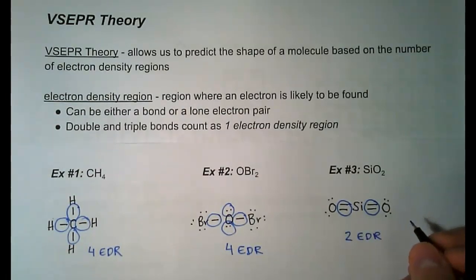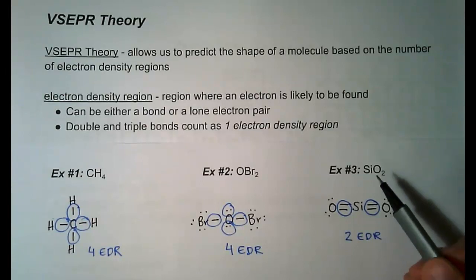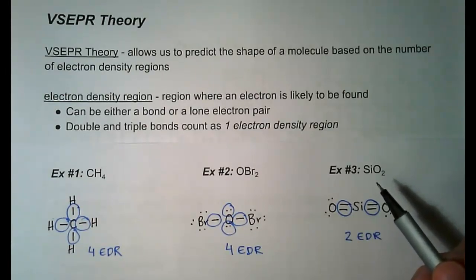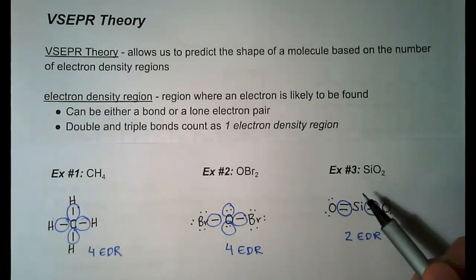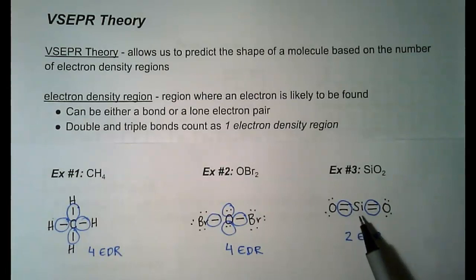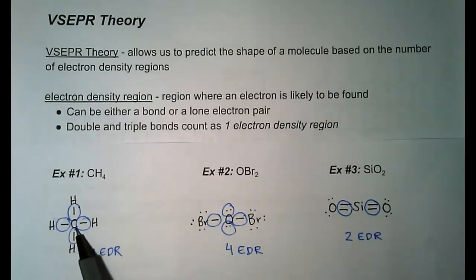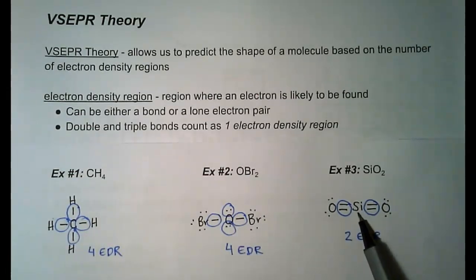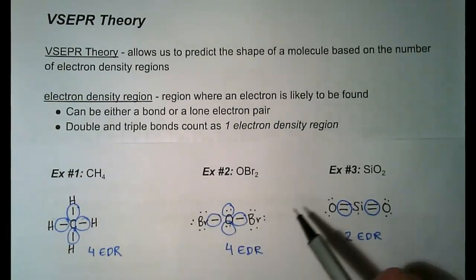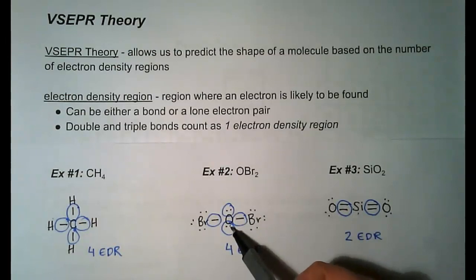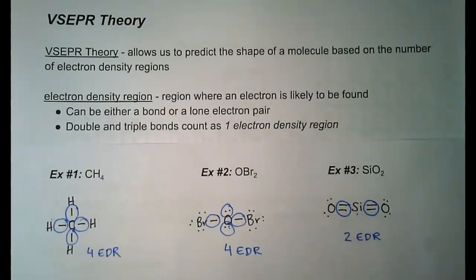And when we are looking at the shape a molecule will take, we're looking at the shape about the central atom. Meaning we are looking at the bonds and lone pairs surrounding the central atom. So our central atoms here are carbon, oxygen, and silicon. We're not worried about these lone pairs around the outer atoms, just the lone pairs that touch the central atom.